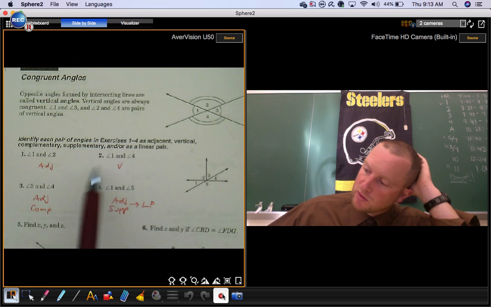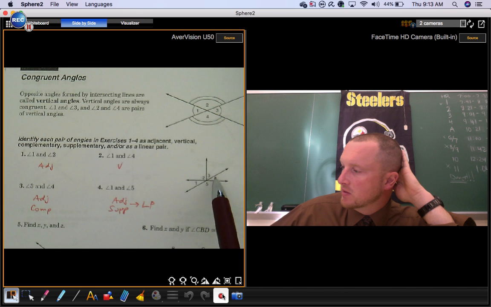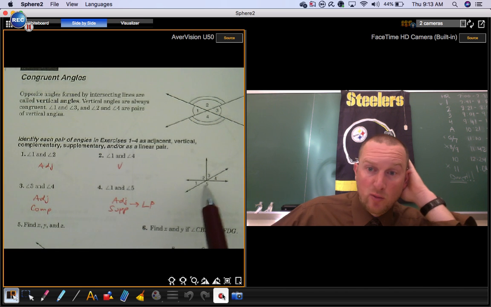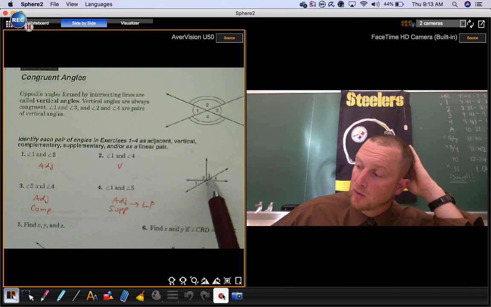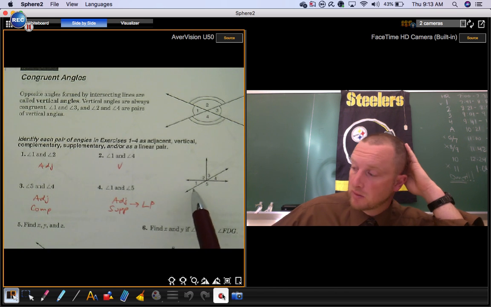So this small little exercise right here is very, very helpful because it allows you to look at a diagram where there's a lot of stuff going on and you can find angle pairs and their relationships. That's what we're going to be doing a lot in this section. So this is a good way to start.